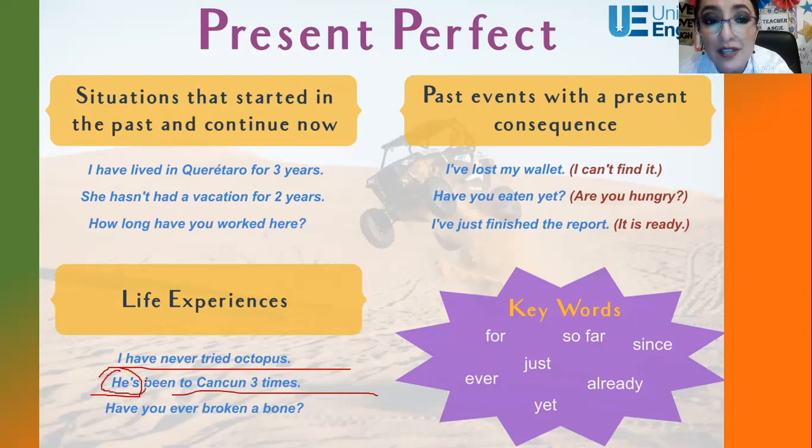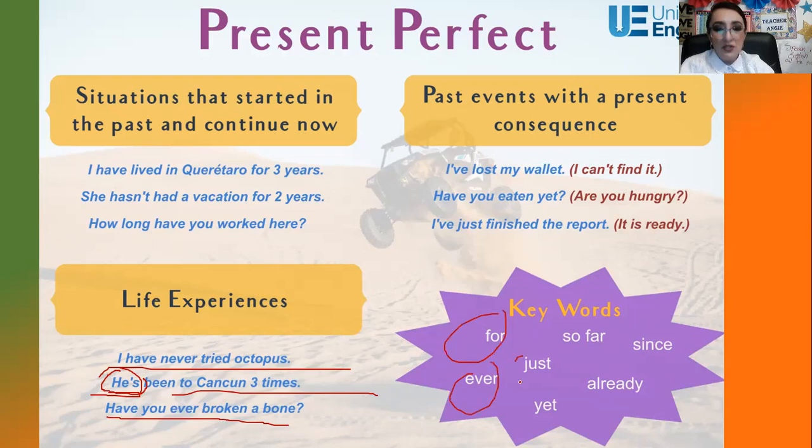Cuidado aquí, no te vayas a confundir con la contracción de he is. Porque no quedaría he's been, él está, estado. He has been, él ha estado. A simple vista tú dices, es el verbo to be. No. Es la contracción del has. He is y he has tienen la misma forma cortita, pero el contexto y el verbo que utilices le va a dar el significado. Have you ever broken a bone? ¿Alguna vez te has roto un hueso?